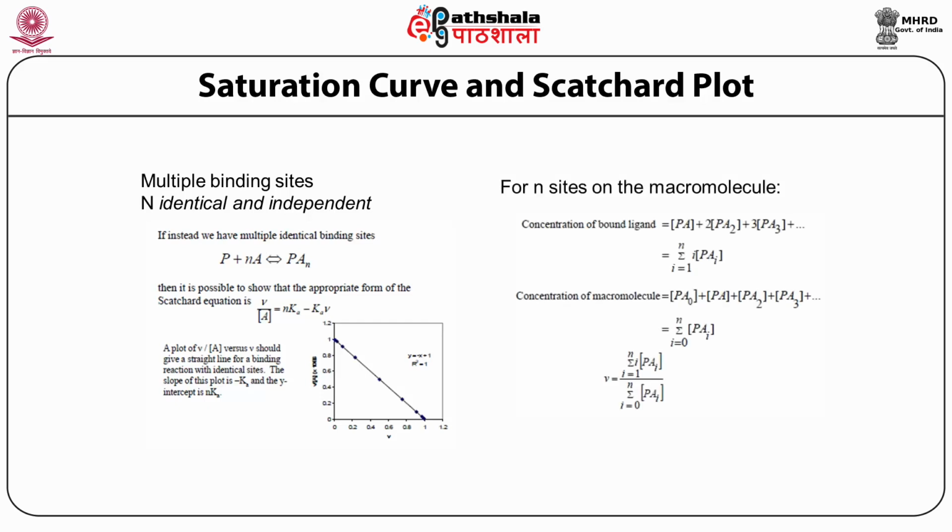For n sites on the macromolecule, the concentration of bound ligand is PA plus 2PA2 plus 3PA3 and so on. So it is written as the sum of i times PAi, with i limits from 1 to n. The concentration of macromolecules equals PA0 plus PA plus PA2 plus PA3 and so on. So the value of V can be obtained as the sum of i times PAi divided by the sum of PAi, from i equals 1 to n in the numerator and i equals 0 to n in the denominator.